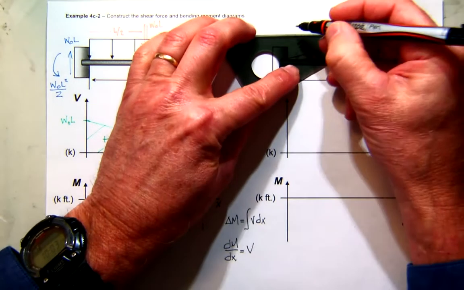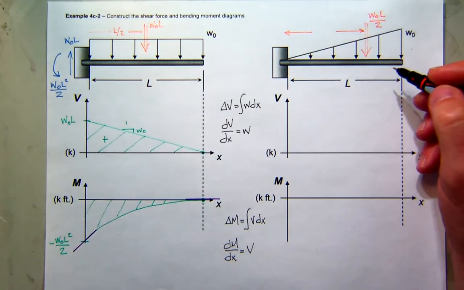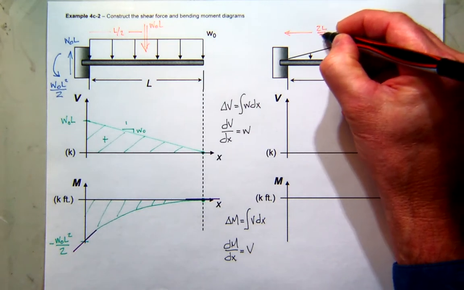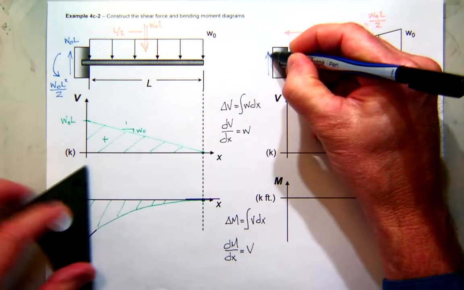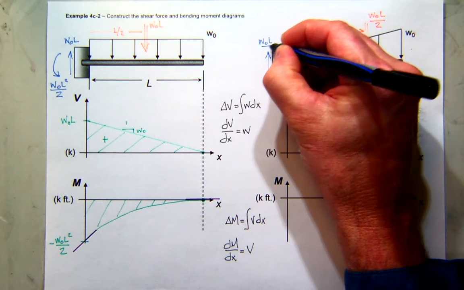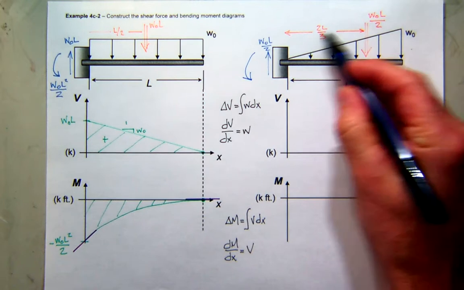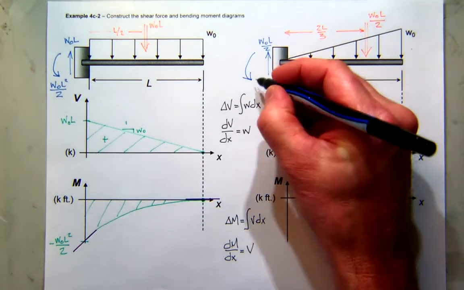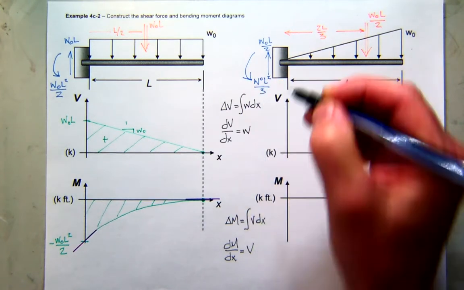And what's the distance from the support to the centroid? Yeah, 2/3 of L. 2L over 3. So our reaction force is going to be equal to the concentrated equivalent, which is going to be W naught L over 2. And our reaction moment is going to be equal to that force times the distance. You can see the 2 in the numerator and the denominator cancel, and you get W naught L squared over 3.